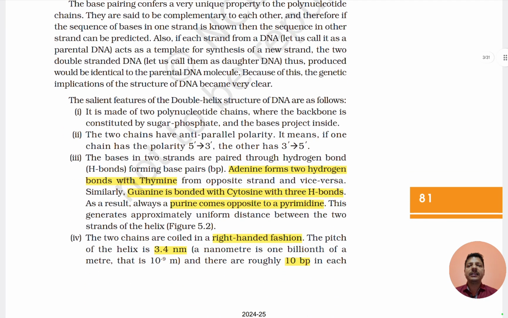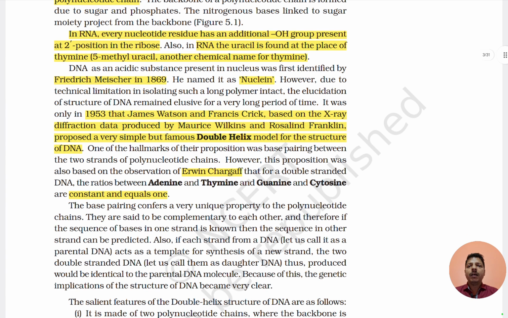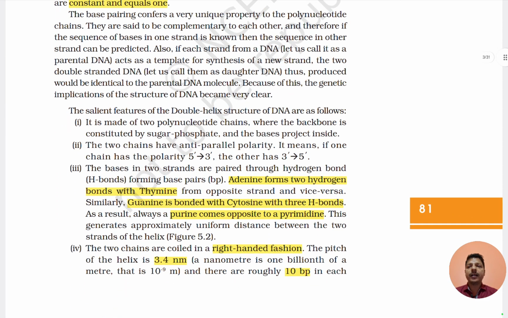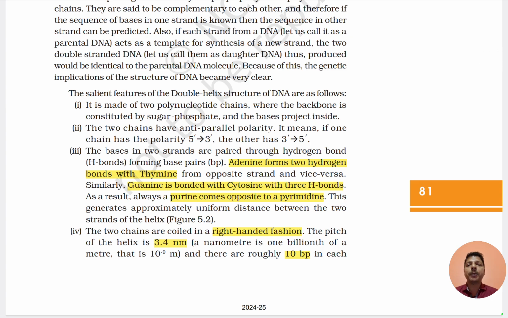And coming to the double helix structure proposed by Watson and Crick, it is as follows. It is made up of two polynucleotide chains, where the backbone is constituted by sugar and phosphate, and the bases project inside. The two chains have an anti-parallel polarity, which means if one chain has the polarity 5' to 3', then the other is 3' to 5'.